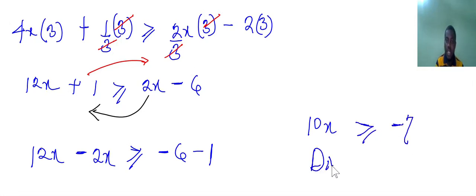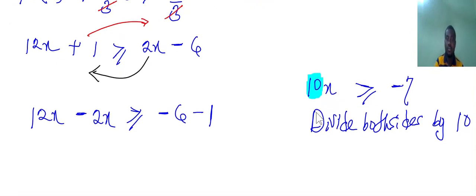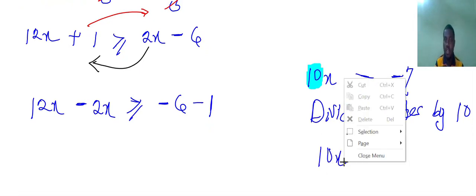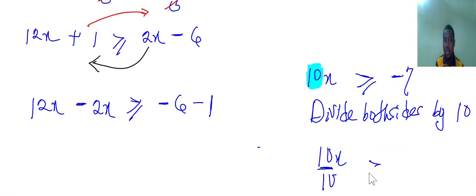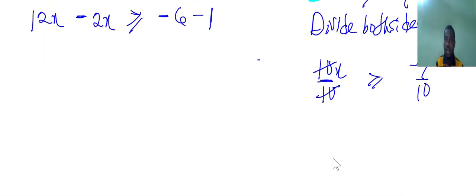Let's divide both sides by 10, because we need to get a value for x. The coefficient of x is 10, so x can stand alone. Here 10 is a positive number, so the inequality sign doesn't change. So we have 10x divided by 10 greater than or equal to negative 7 divided by 10. 10 cancels out. x becomes greater than or equal to negative 7 over 10.